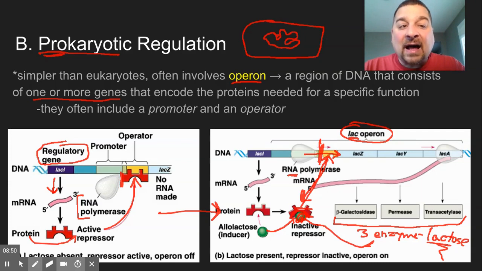So this operon is a way that the E. coli can turn a gene on or off, and they have found other operons like this in prokaryotes and other bacteria. It's just a way for them to turn genes on and off as they need a certain gene product.